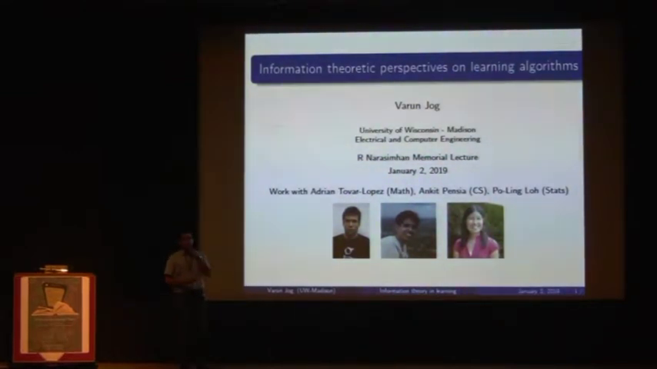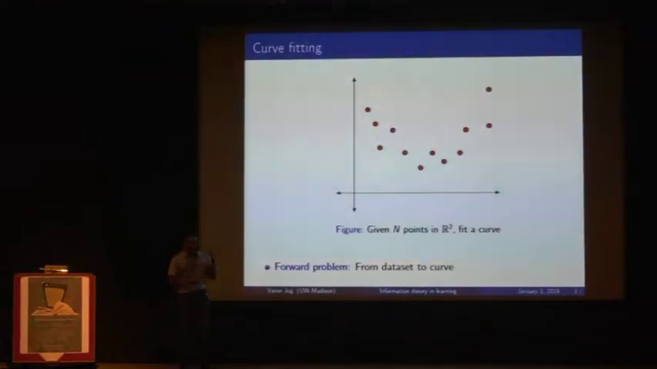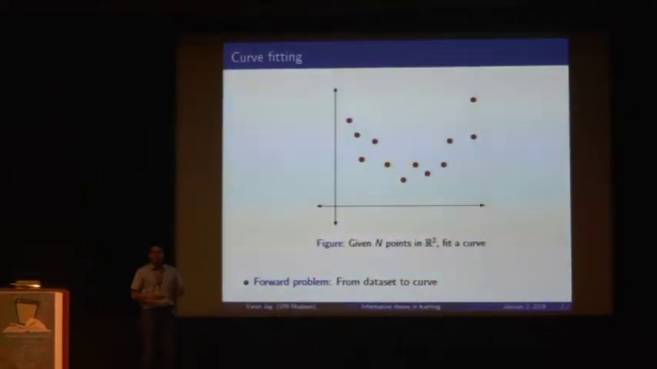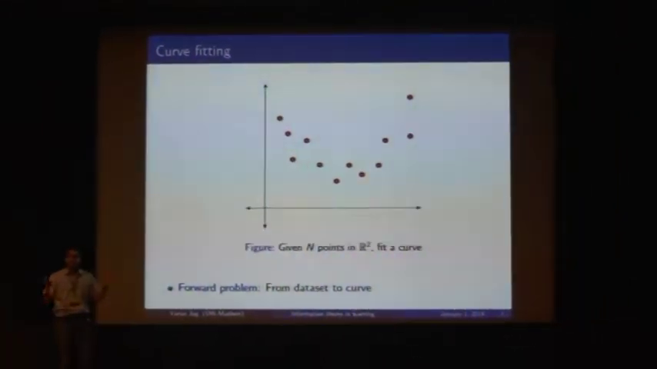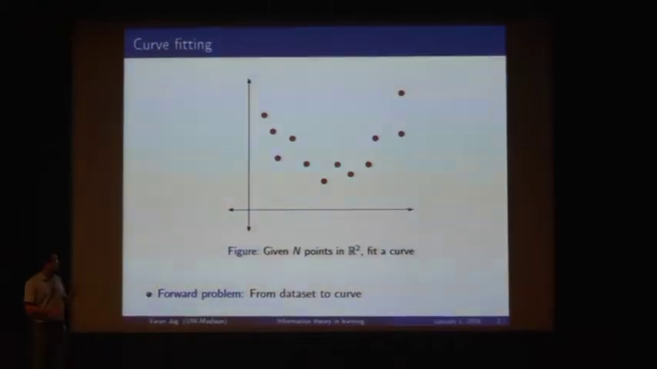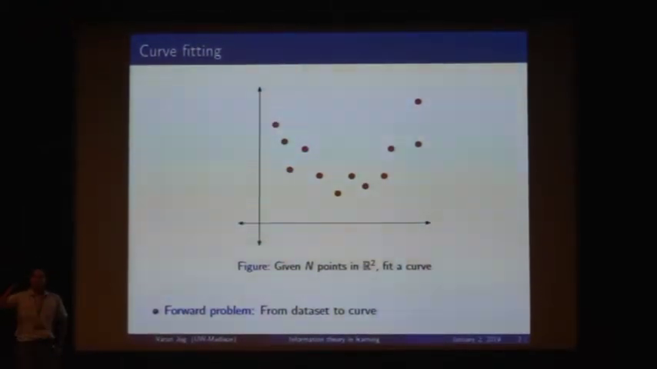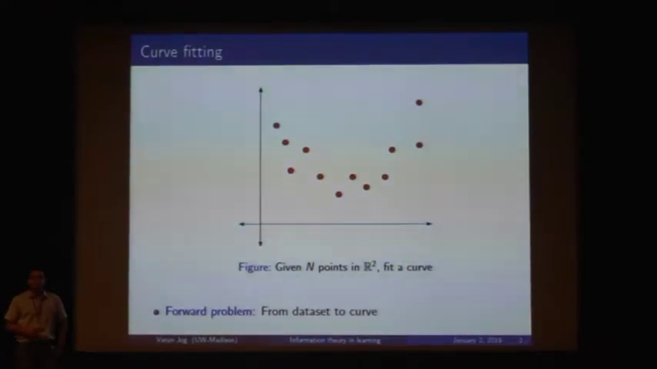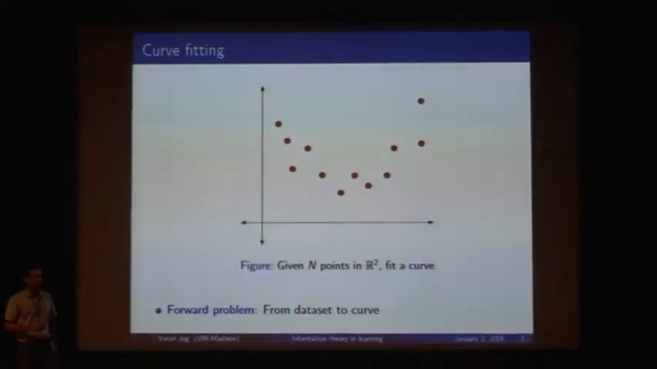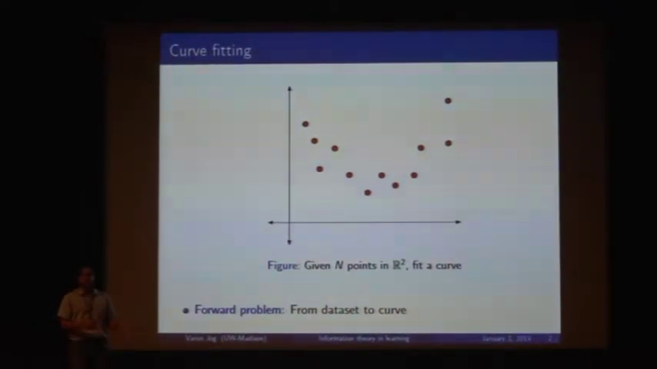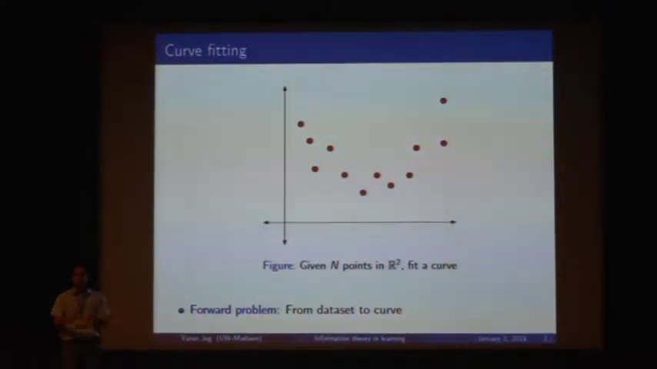Okay, so I'm going to start with the quintessential learning problem, which means that you have a bunch of points xi, yi, and you want to fit a curve. In this case I've plotted points in R2, and I want to fit a curve which seems to describe the relationship between these xi's and yi's in a nice way. I'm going to refer to this problem as a forward problem. So I have a data set which is a bunch of points, and I want to fit a curve.